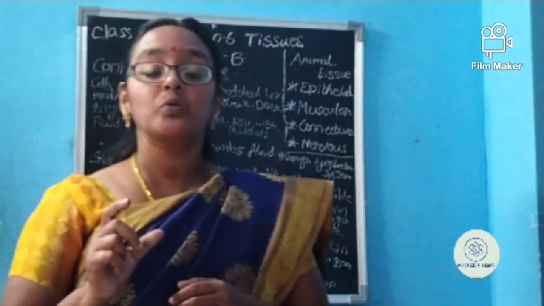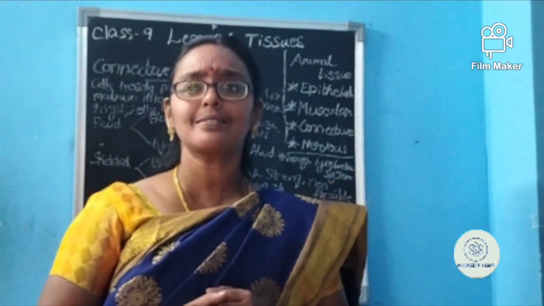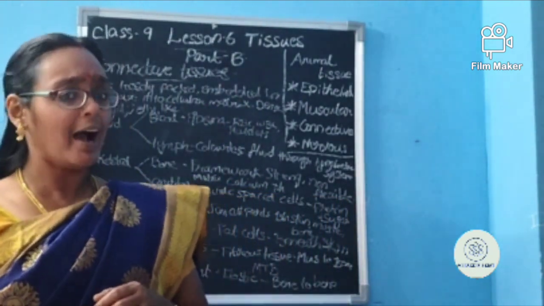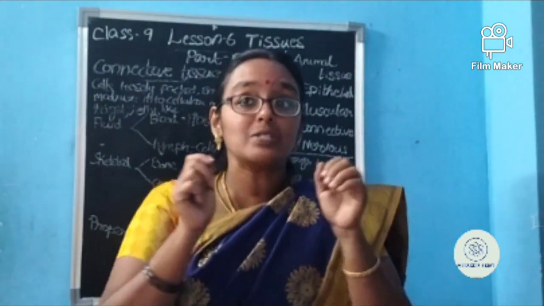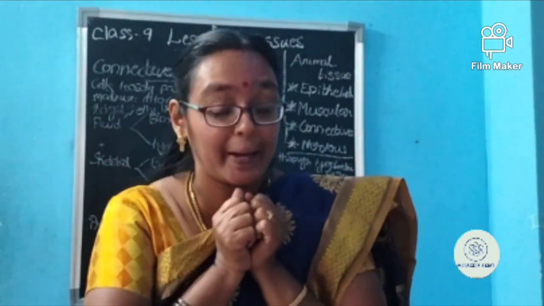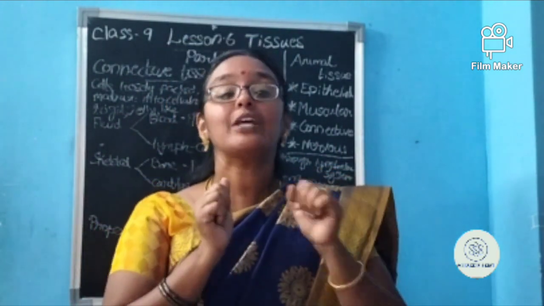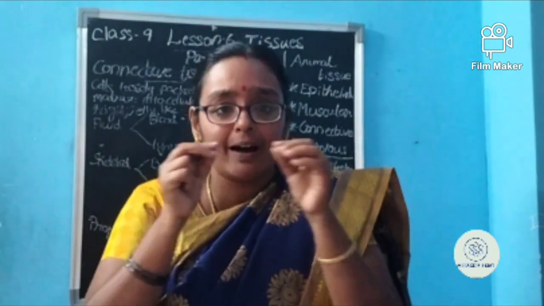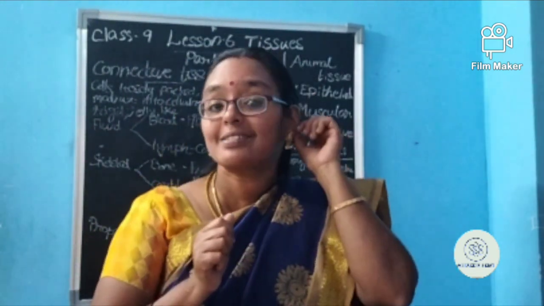Then we have to move to some other part of the skeletal tissue, that is cartilage. What is this cartilage? In cartilage, the cells are also present, but there is wide space in between the cells. In the case of bones, they are rigidly packed. That's why it has much more rigidity. But in the case of cartilage, there is much more space in between the cells. That's why they are flexible.